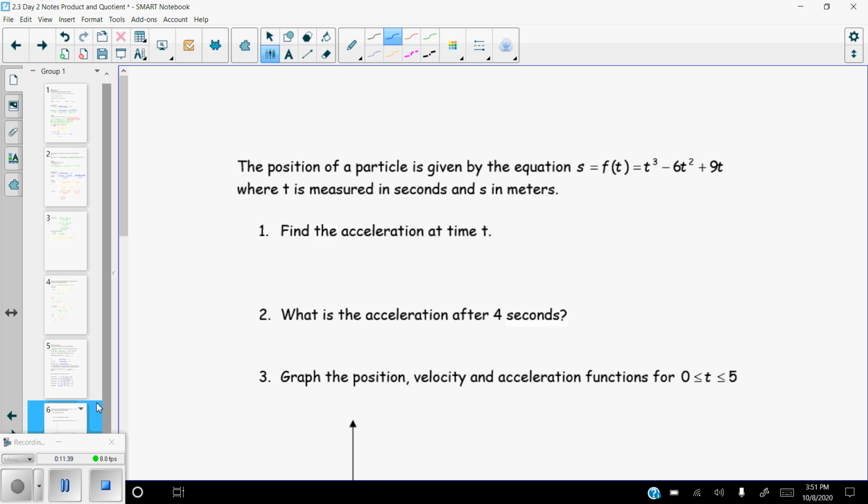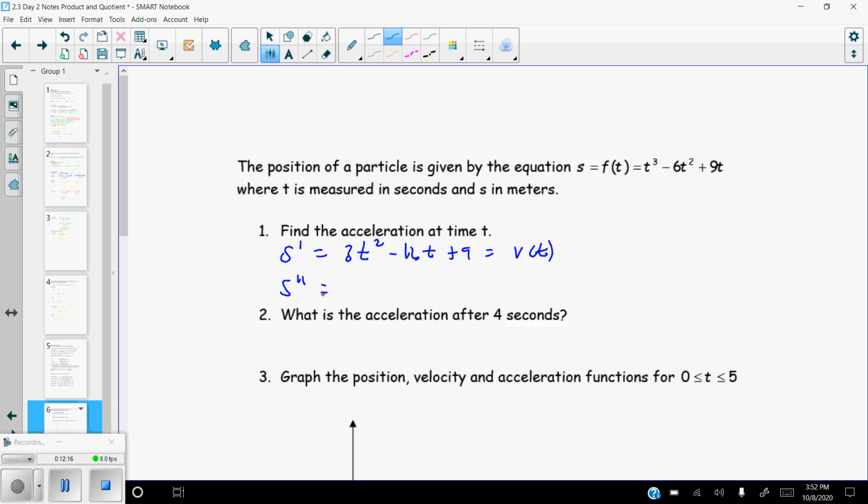We want to find the acceleration of this particle at time t. Well, to find the acceleration, we need the second derivative of position. So let's go ahead and find that. To get the second derivative, we need the first derivative. So the first derivative looks like it is 3t squared minus 12t plus 9. And don't forget that first derivative is the same thing as velocity. That's the derivative of position.